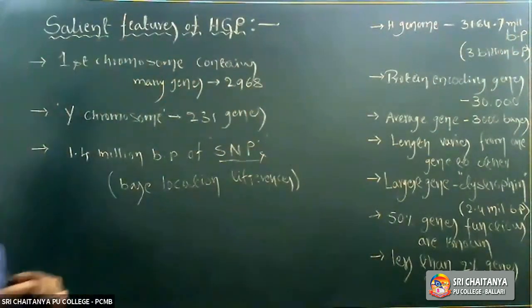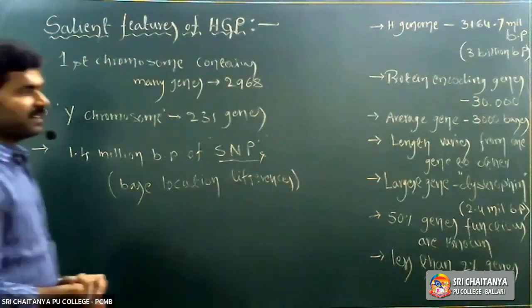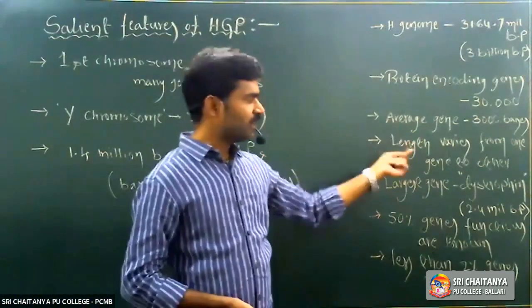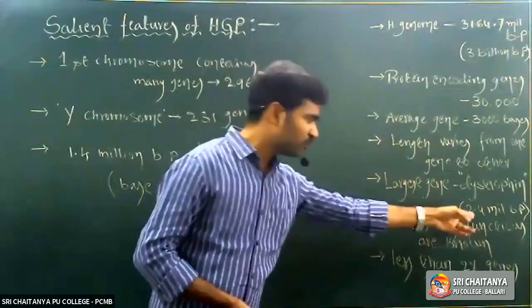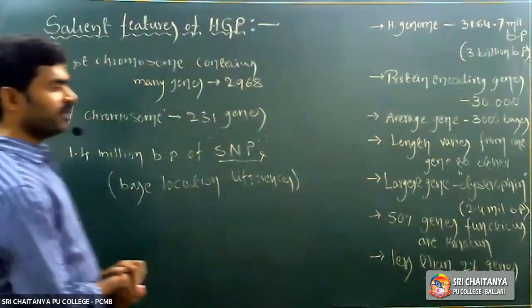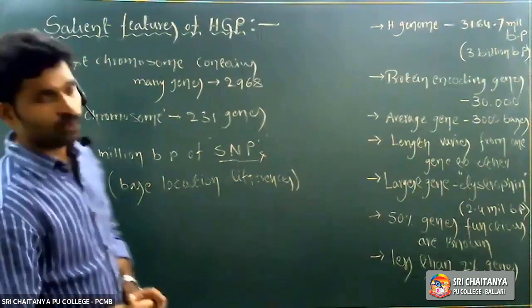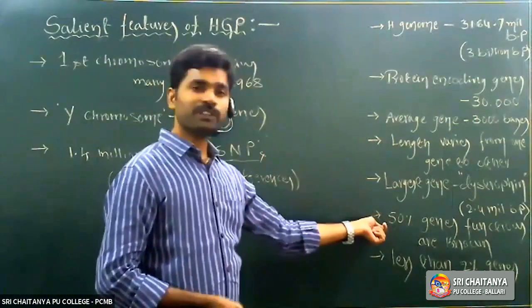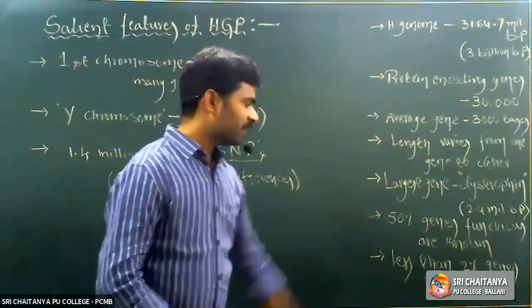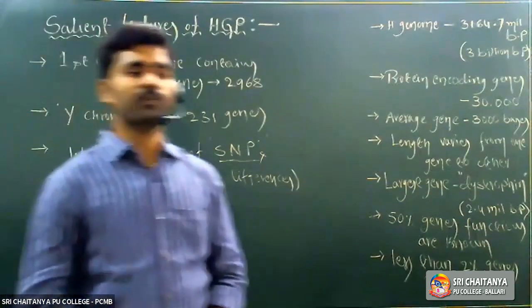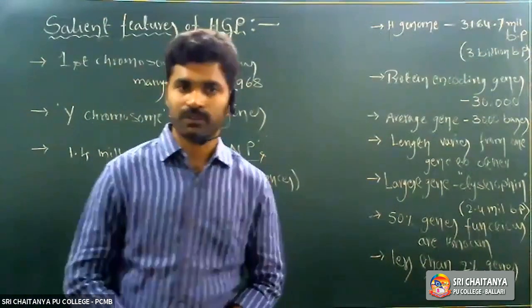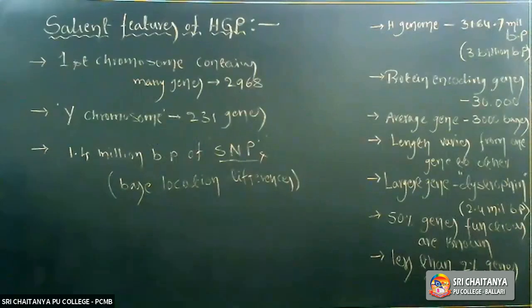Protein-encoding genes number about 30,000. The average gene contains 3,000 bases, and length varies from one gene to another. The largest gene is the dystrophin gene, containing 2.4 million base pairs. 50% of gene functions are known and the remaining 50% are unknown, and less than 2% of genes participate in protein synthesis. These are the salient features of the Human Genome Project.